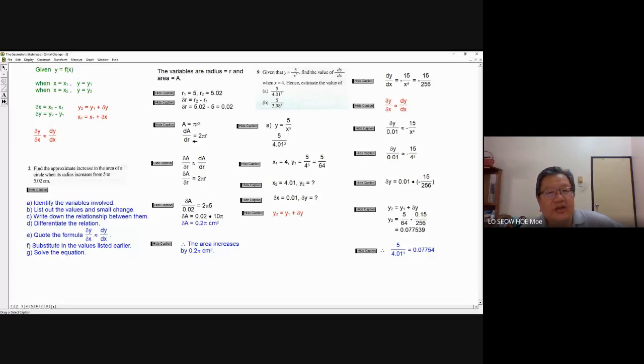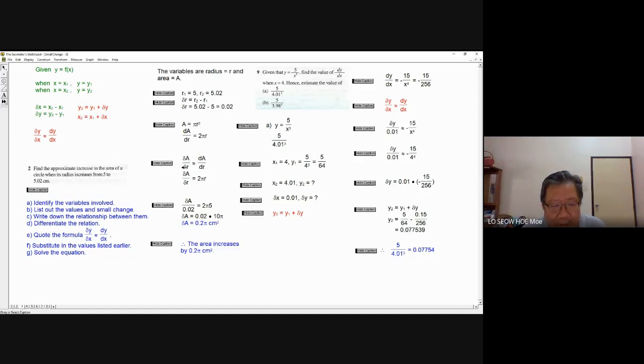Write down the relationship. The relationship is the formula that relates these two variables, R and A. So this is the relationship. Differentiate the relationship, then save it first. Like when I cook, I chop the onions and save them, chop the vegetables and save them. So these two are ready. Then this is my quali.